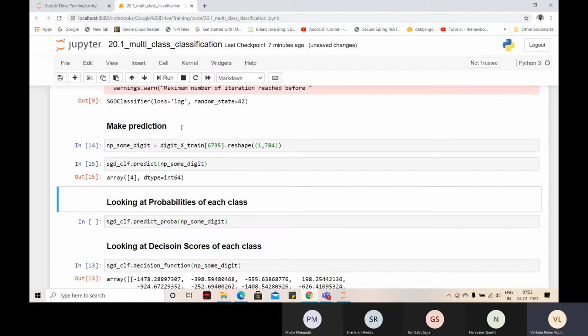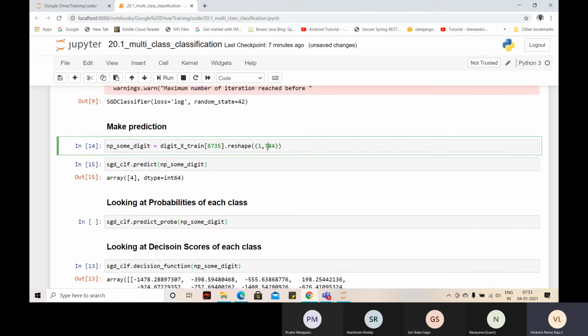See that? Previously, I got an error, right? Why did I get it? And when I reshaped it, why did the error go away? Can somebody tell me? Should I reproduce the error? Yes, please. Okay, let me reproduce the error.